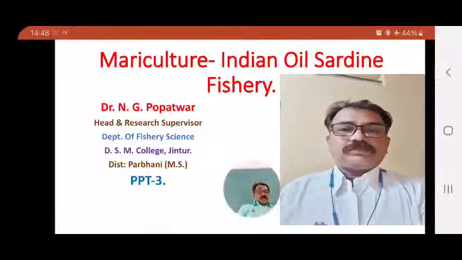Then fish guano is prepared. Fish meal is also prepared, as well as sardine oil. The most important is that sardine oil is prepared. Income from oil sardine is estimated at more than 50 crore rupees in recent years. Oil sardine undergoes decomposition very soon. Acidity develops very fast. This restricts the use of these fish in fresh condition.